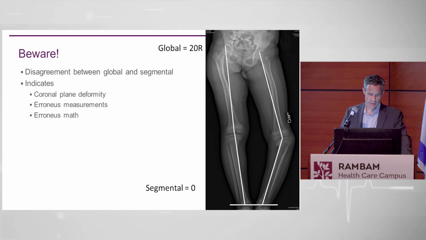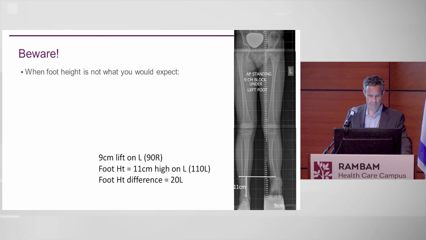So when you do have a disagreement, there's either a coronal plane deformity or there's been a significant varus or valgus around the knee, or you might have measured erroneously. You need to double check your math and your measurements in that case, because there's really no other scenarios that there would be a major disagreement between your global and segmental.